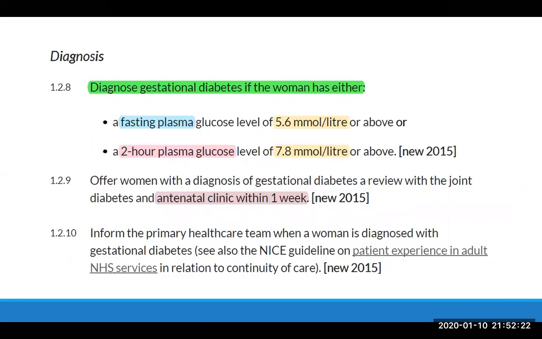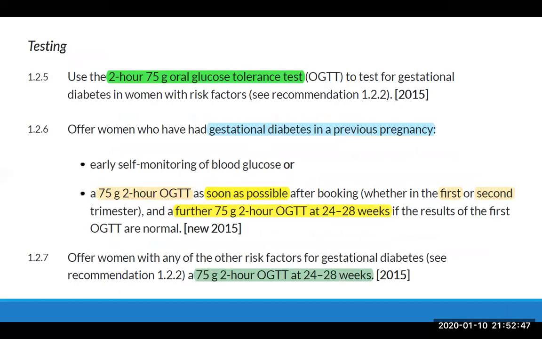Any hyperglycemia at any gestational age is diagnosed as gestational diabetes, except if the patient is known to be diabetic before the pregnancy. So this is the valid number at any gestational age according to NICE. If fasting blood sugar is more than 5.6, this is gestational diabetes, and of course 2 hours is more than 7.8.